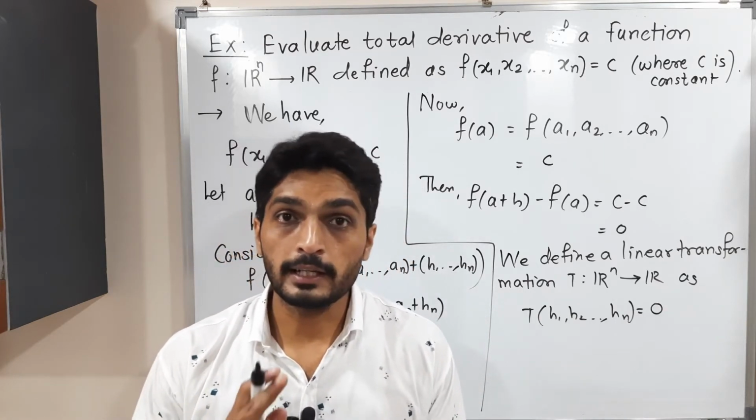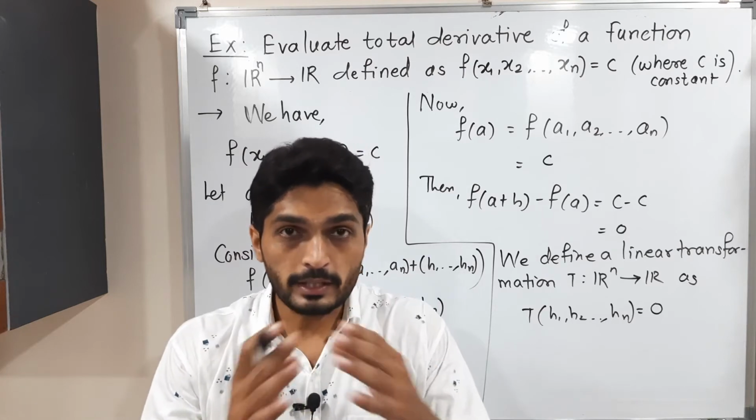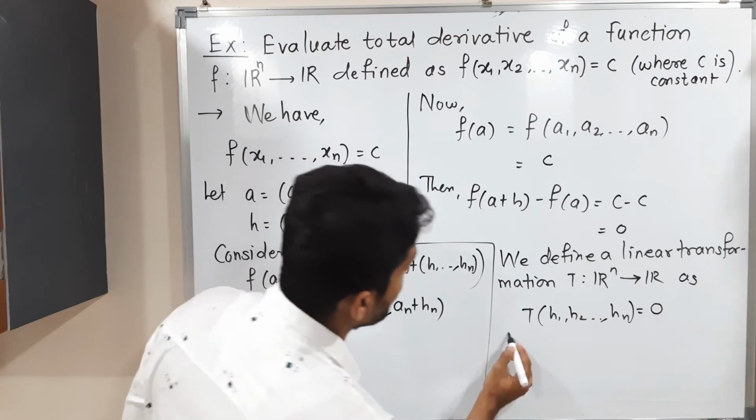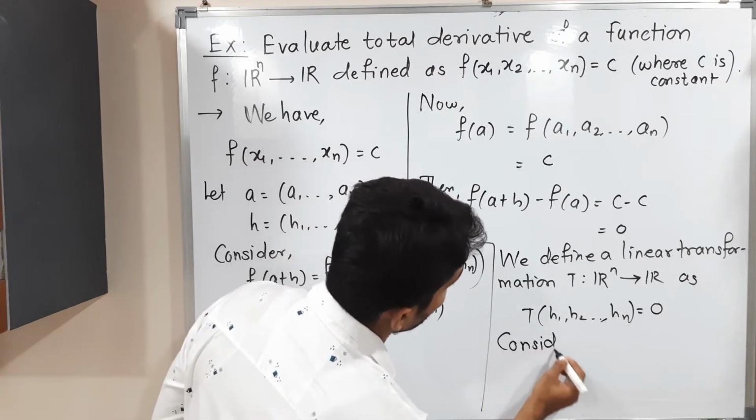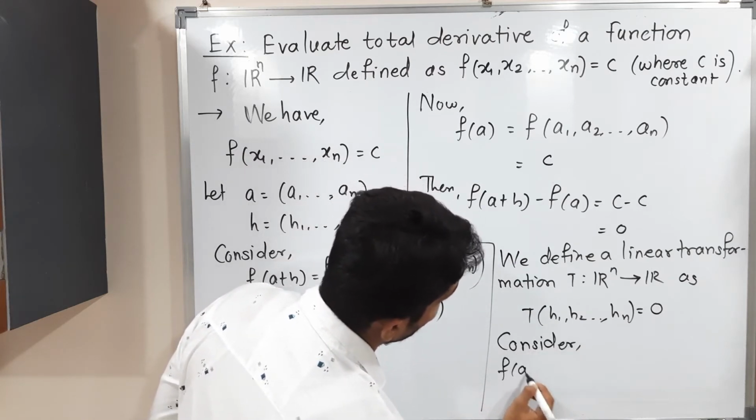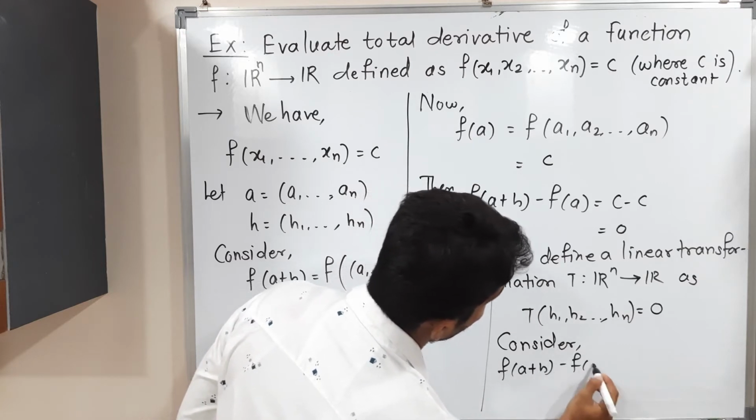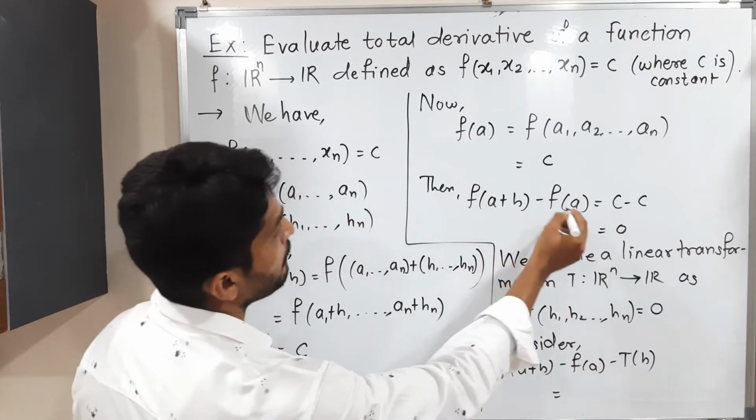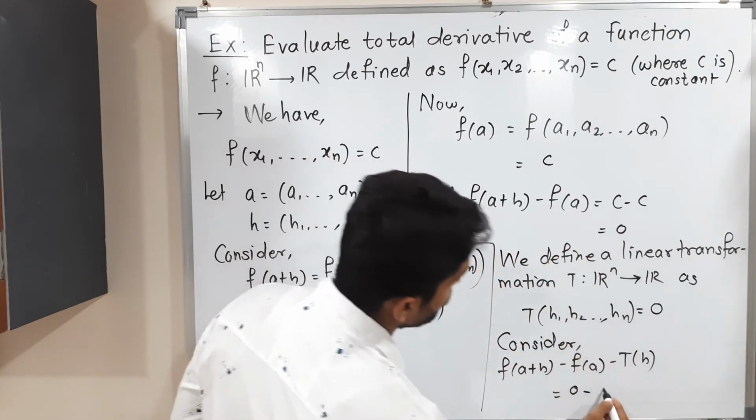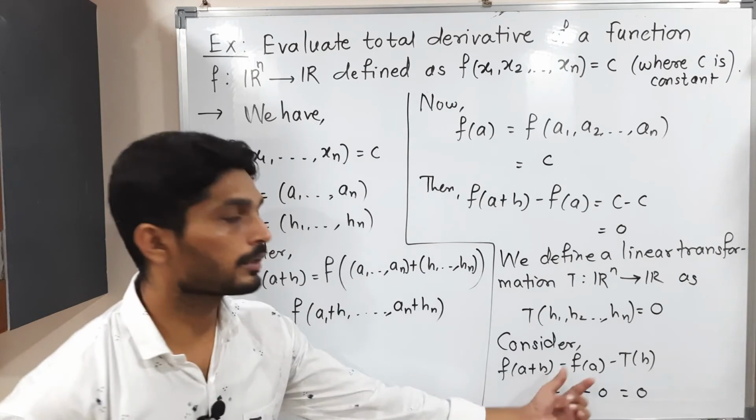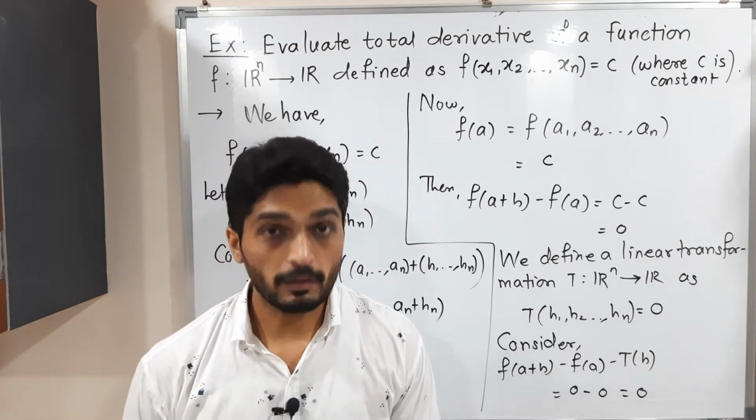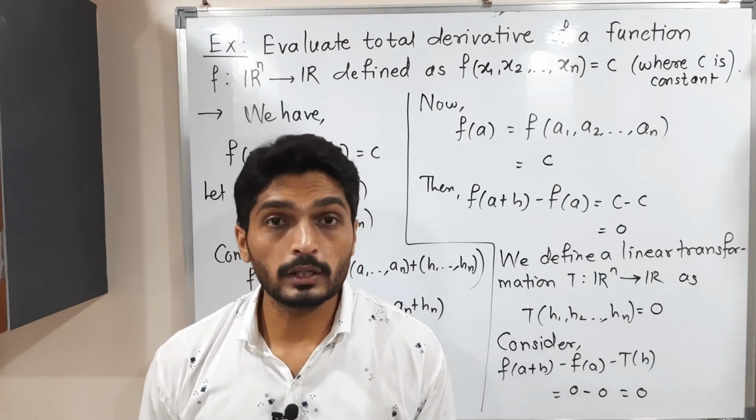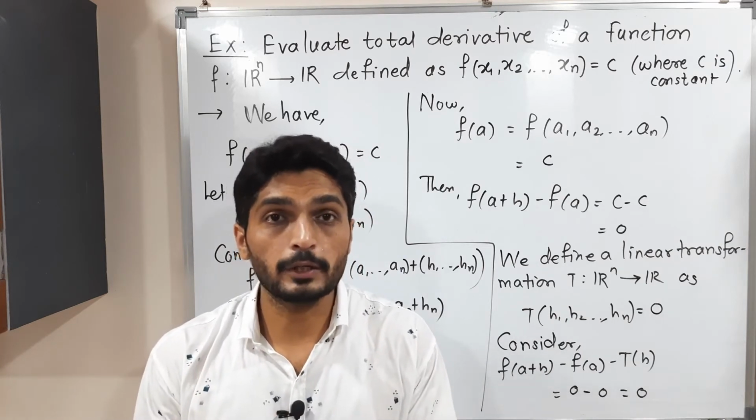So f of a plus h minus f of a we have calculated, and we have defined the linear transformation also. Let us find the term which we normally see in the definition. We find f of a plus h minus f of a minus T of h. f of a plus h minus f of a is 0, and T is also 0. 0 minus 0 is 0. So the difference we have got is 0. The linear transformation we defined is nothing but the total derivative. We know that is the required total derivative.